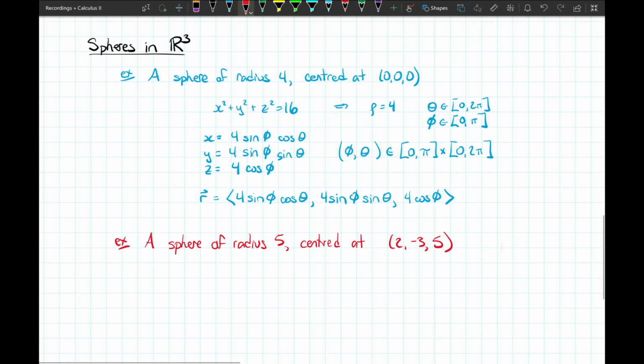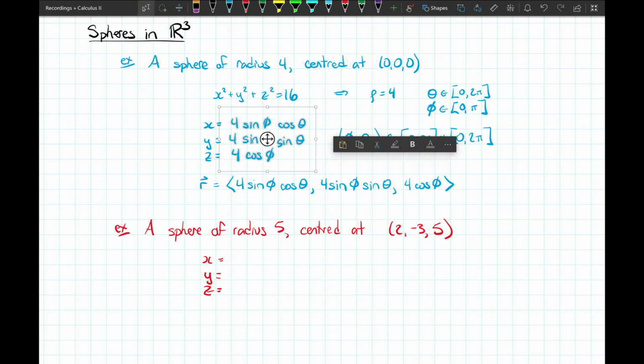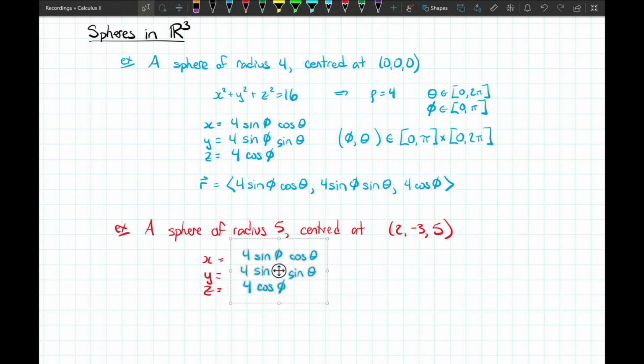So if we have a sphere of radius 5 centered at (2, -3, 5), then we'll simply take our parameterization from before. We can copy and paste that. We're simply going to change the radius to 5 and then apply a small little shift to x, y, and z. Well, this is just already a sphere, but we want to add 2 to all of the x components. So we'll take all of our points and change x to x plus 2. And we're going to take all of our y components and shift them by -3.